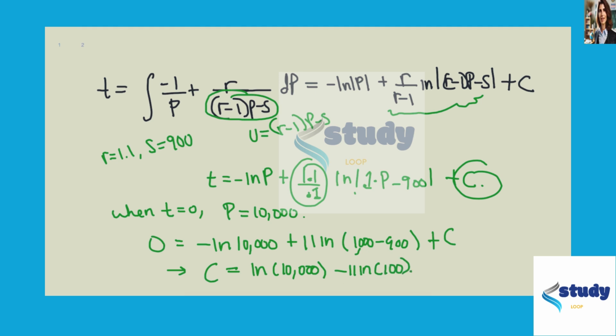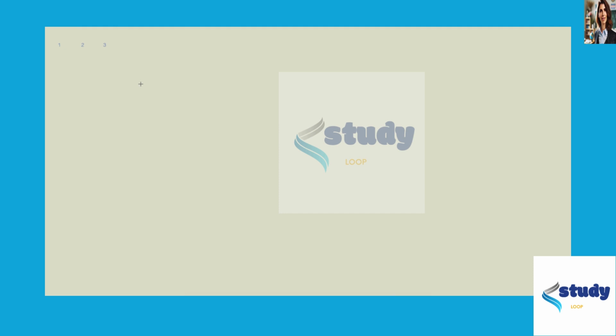That's our C value. So finally, for t, we have negative natural log p, and then 11 natural log 0.1 p minus 900. It's a 0.1 out there, so 1 over 10 in front of the p only. Then ln of 10,000, then minus 11 natural log of 100.